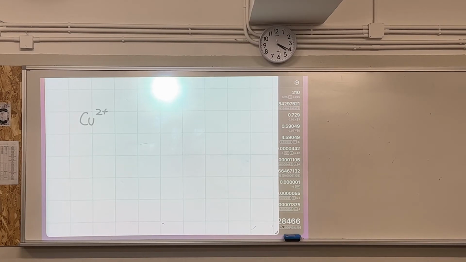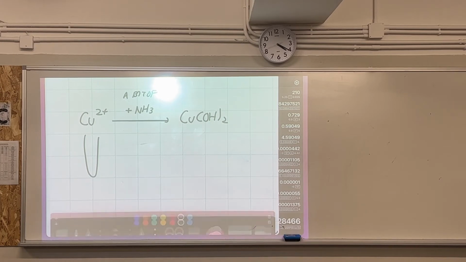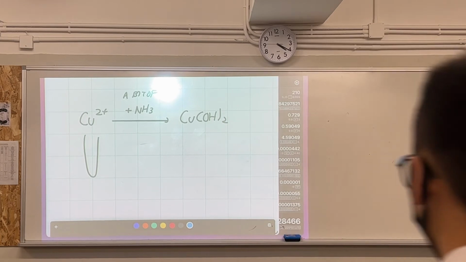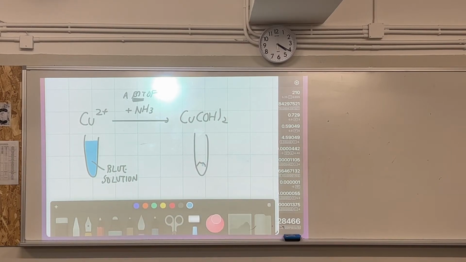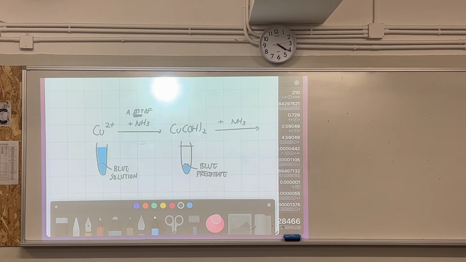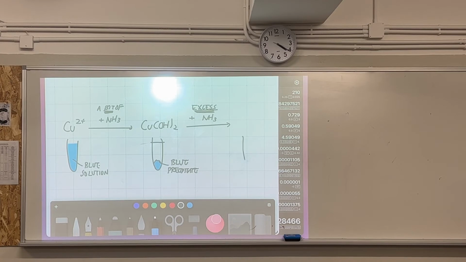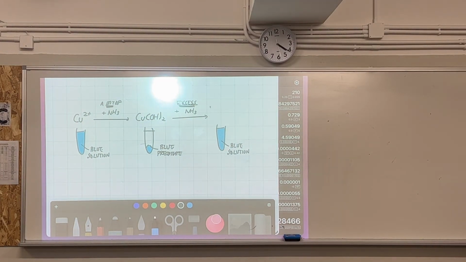When you add a bit of ammonia into copper ion, it will turn into a blue precipitate. Don't worry, you can refer back to the recording later. So we have copper 2 plus, a blue solution. When you add a bit of ammonia into it, it will turn into a blue, insoluble precipitate. Interestingly, if you add more ammonia, in excess, it will redissolve back into a blue solution. The formula of this you don't have to know, but you have to know that it will redissolve into a blue solution.